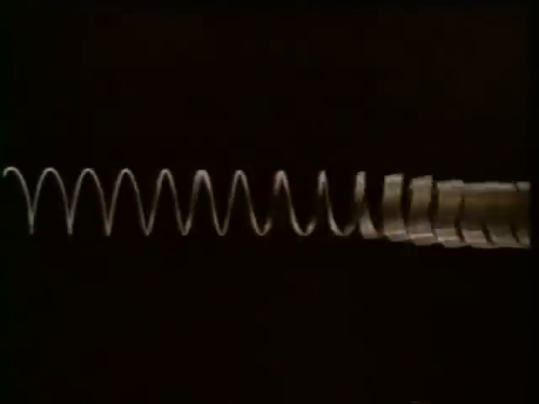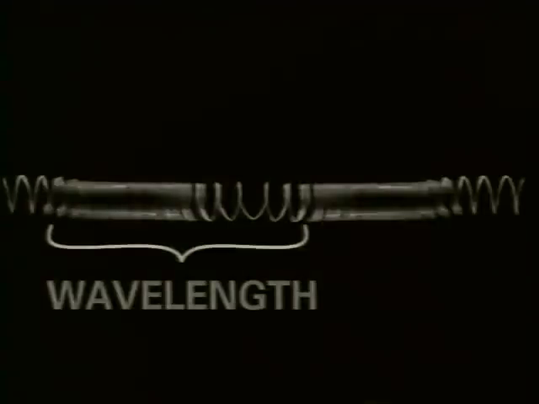For any note, the distance between the start of one compression and the start of the next is always the same. This is called the wavelength. Now look at the coils as we speed up the film. The wave travels from one end of the spring to the other, but the coils only vibrate backwards and forwards a small distance. They don't move with the wave.